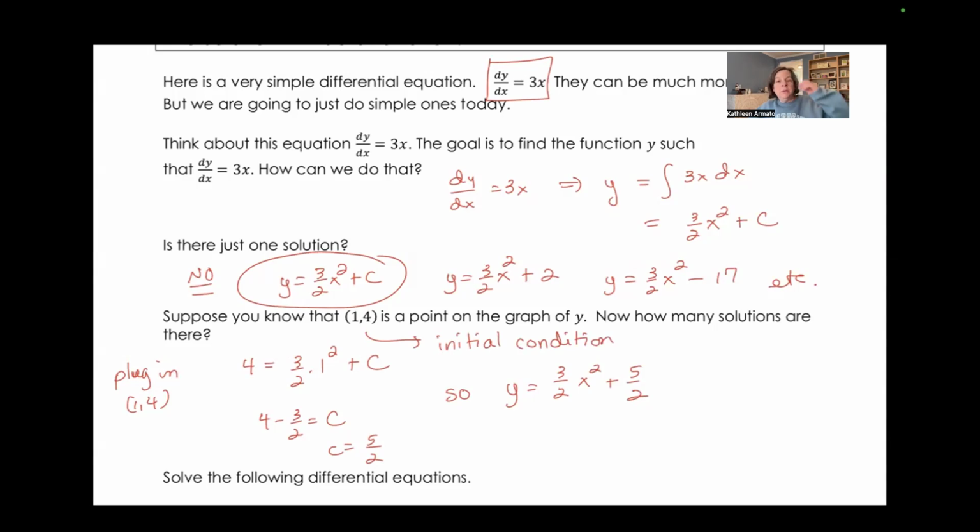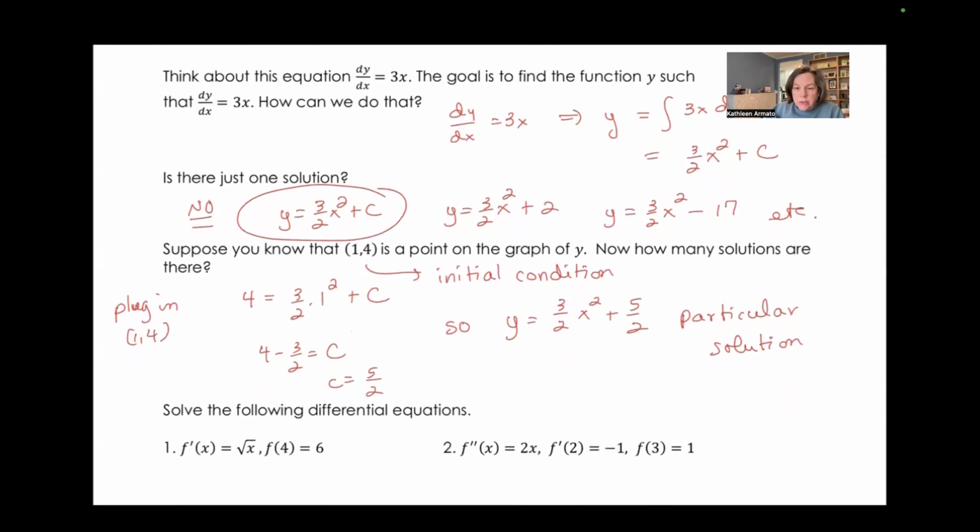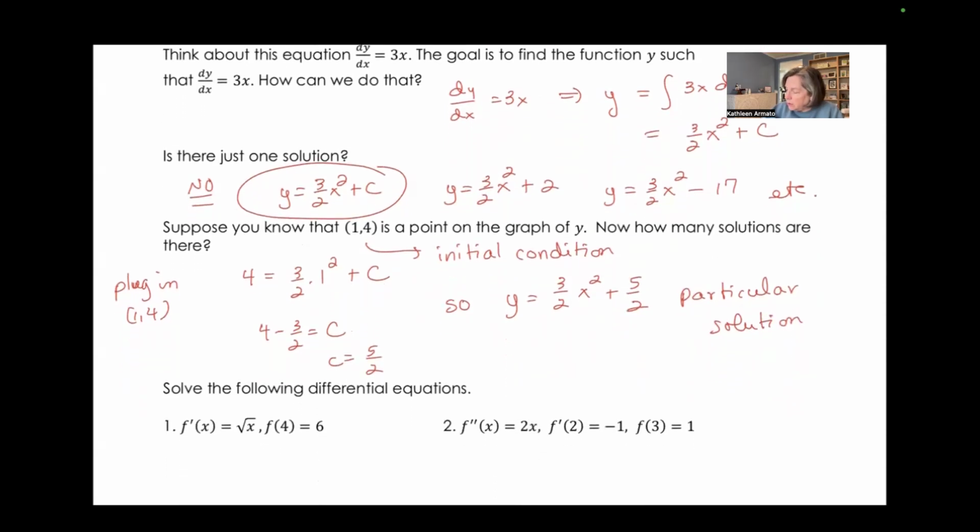Just to recap, when you have a differential equation, the general solution will have a plus c. There'll be multiple answers. But if you're given just one point on that graph, you can figure out the value of c, and then we can find the particular solution. So this was a particular solution with that initial condition. Those are some words that hopefully you'll keep in mind: initial condition, particular solution.